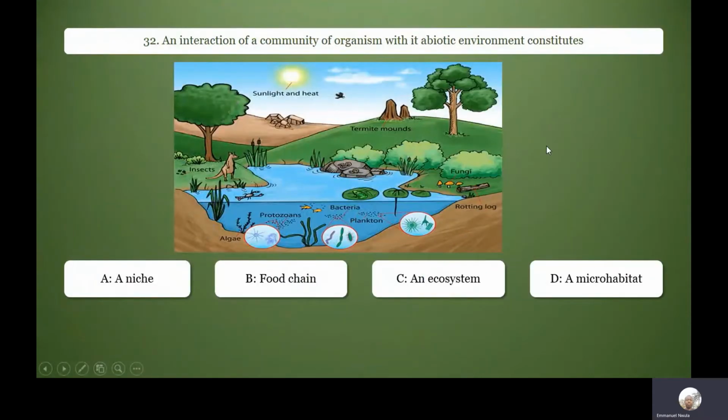An interaction of a community of organisms with its abiotic environment constitutes an ecosystem. An ecosystem is made up of living organisms interacting with the non-living factors. So the correct answer here is C, ecosystem.